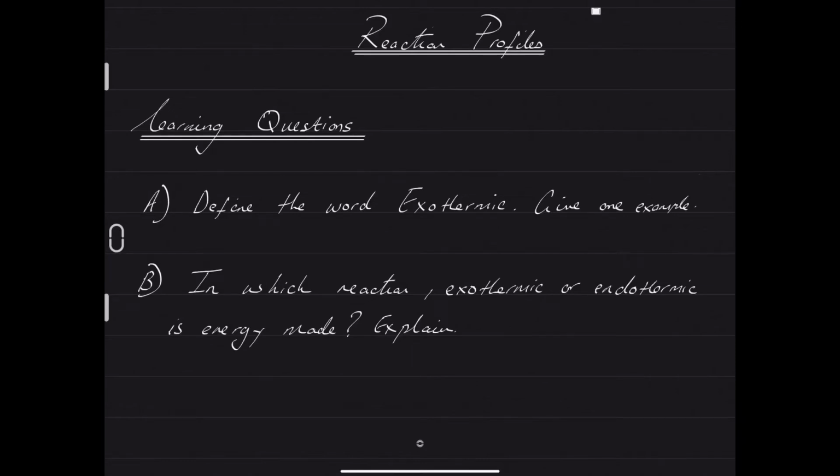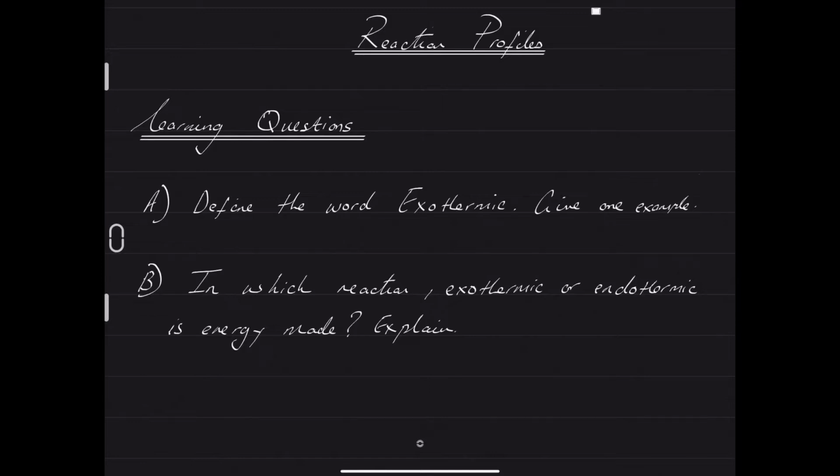In today's lesson, we're going to look at reaction profiles. So we're going to move on from our basic definition of endothermic and exothermic. Before we do that, I just want you to do these first two task questions, just as a recap.